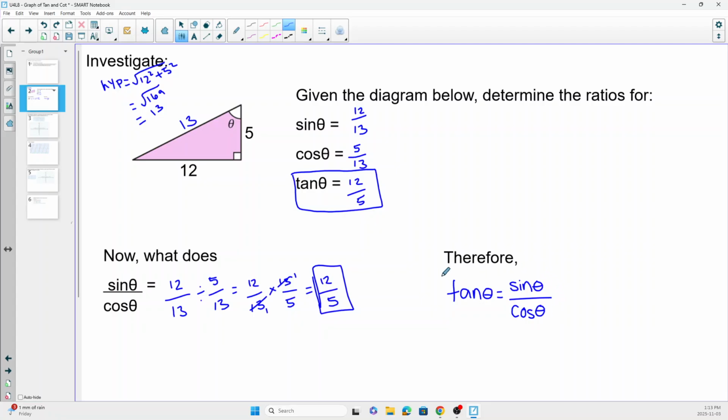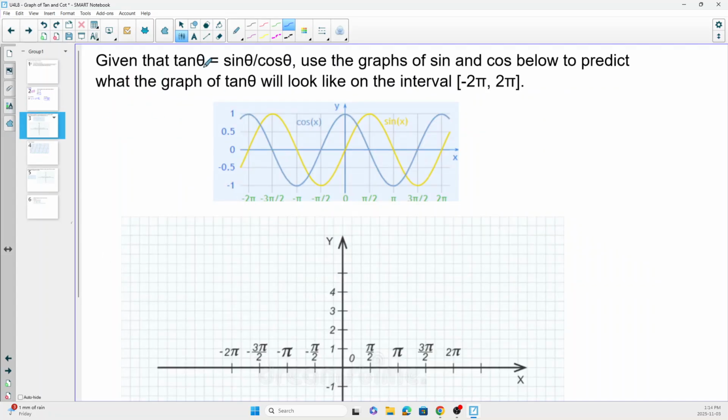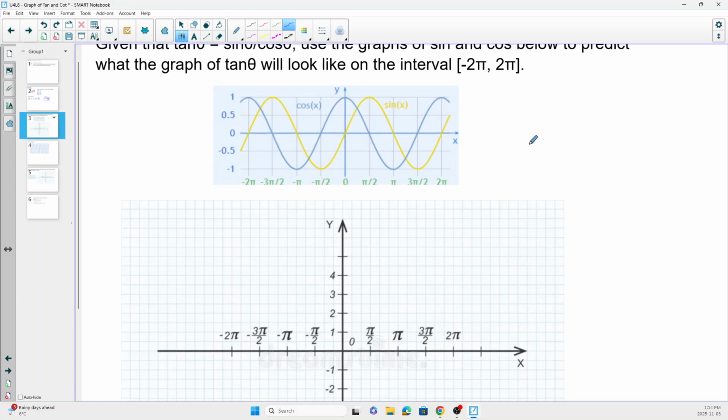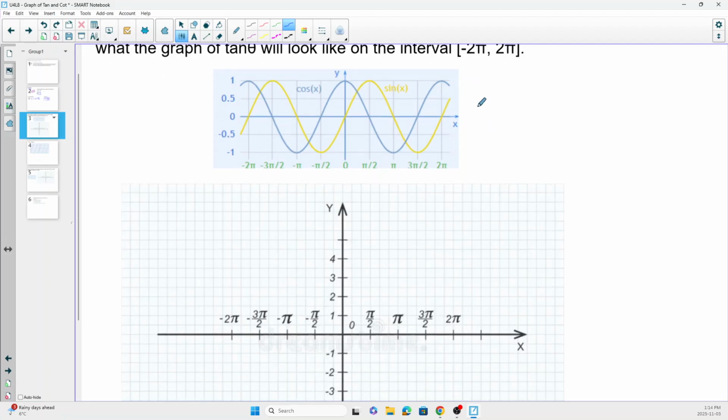So we can use this idea of our very first trig identity to help us investigate what the graph of tan theta is going to look like, given the graph of sine theta and cos theta. And that's what we're going to do with this. So, given that tan theta is equal to sine theta divided by cos theta, use the graphs of sine and cos below to predict what the graph of tan will look like on the interval negative 2 pi to positive 2 pi. So here we have the graph in yellow is our sine theta, and in blue is our cos theta. So let's just start on the y-axis.